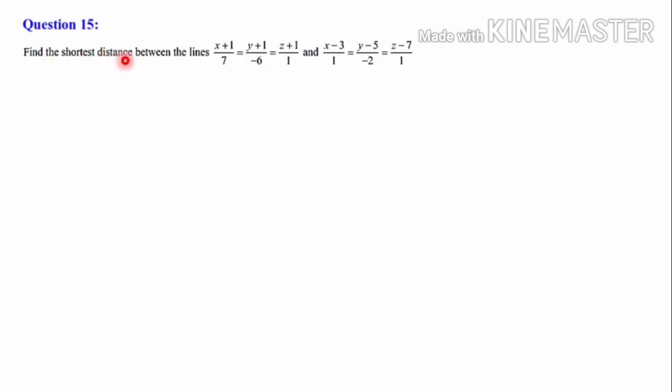Next we shall discuss question number 15. Find the shortest distance between the lines (x plus 1) by 7 equal to (y plus 1) by minus 6 equal to (z plus 1) by 1 and (x minus 3) by 1 equal to (y minus 5) by minus 2 is equal to (z minus 7) by 1.